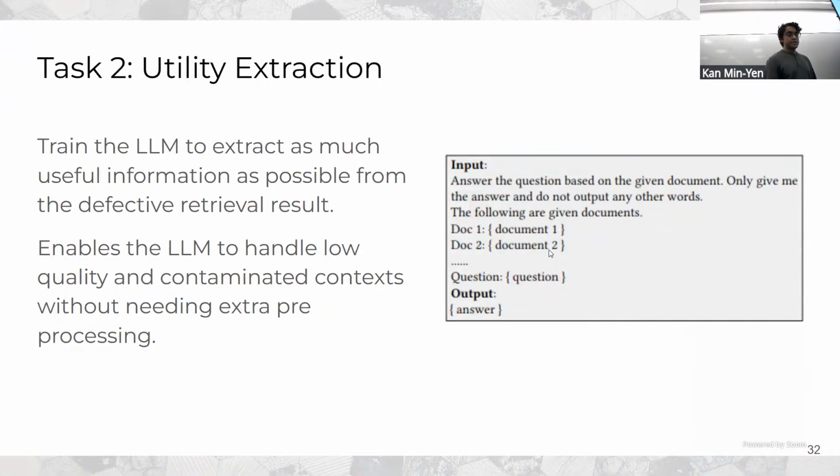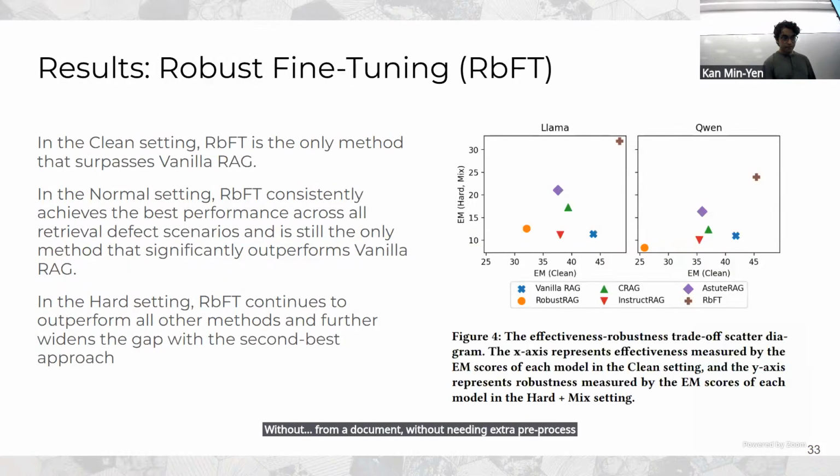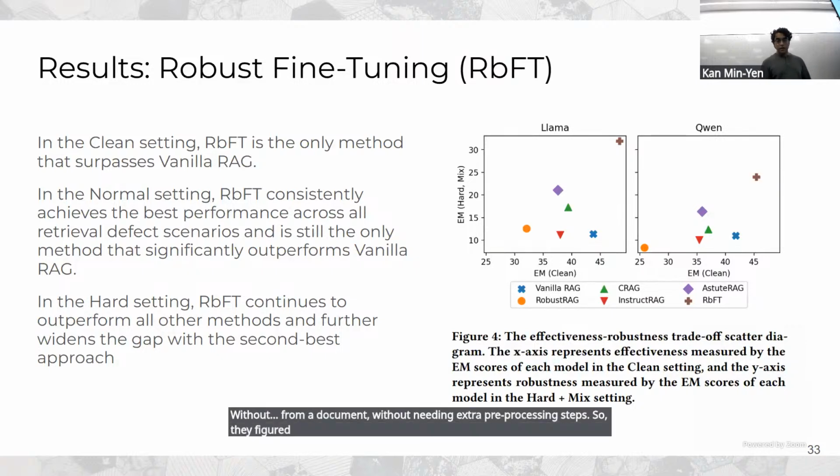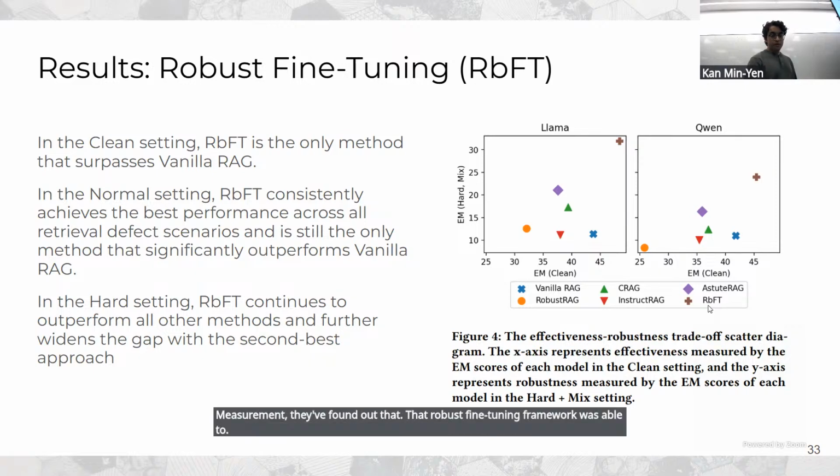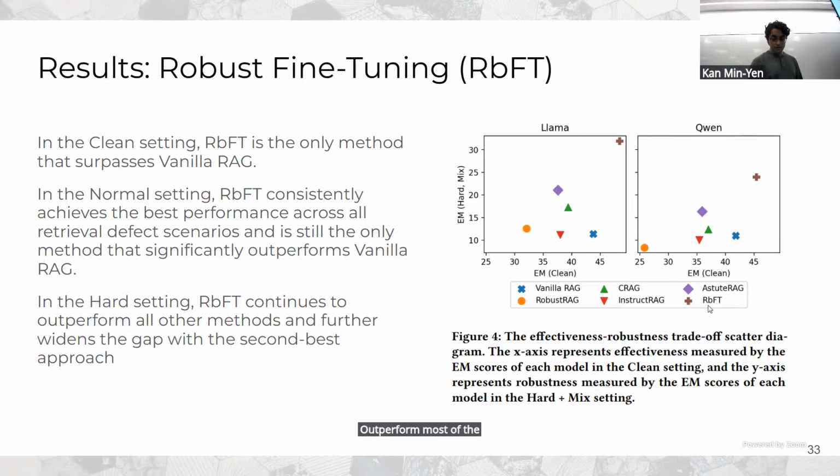Then task 2 is a very simple task of extracting knowledge from a document without needing extra pre-processing steps. So they found out, using an exact matching measurement, that the robust fine-tuning framework was able to outperform most of the current methods.